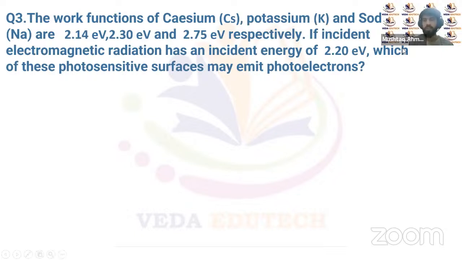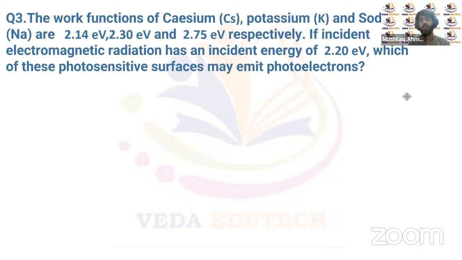Question number 3 is one of the questions asked in your previous year exams. The work function of cesium, potassium, and sodium. These are the three alkali metals which have been given here. The work function of each of these metals is given: 2.14 electron volt for cesium, 2.30 electron volt for potassium, and 2.75 electron volt for sodium.